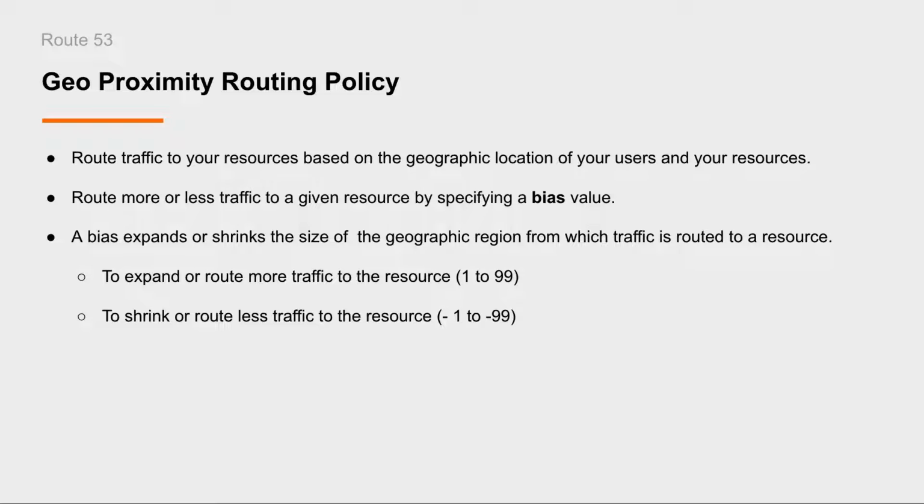Now let's take an example. Let's say you are in US East 1 and you want more traffic to be routed to US East 1. What you would do is you would just provide a positive integer as a bias to that particular region. This helps in expanding the region boundaries. To expand or route more traffic to a resource, you just provide a positive integer from 1 to 99. To shrink or route less traffic to a resource, you can provide a negative integer from -1 to -99.